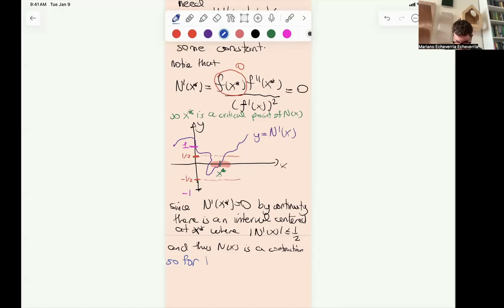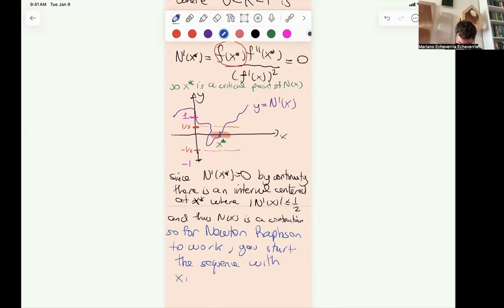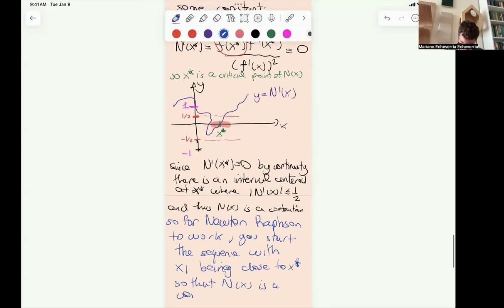So for Newton Raphson to work, you start the sequence. And that is the idea behind the method.